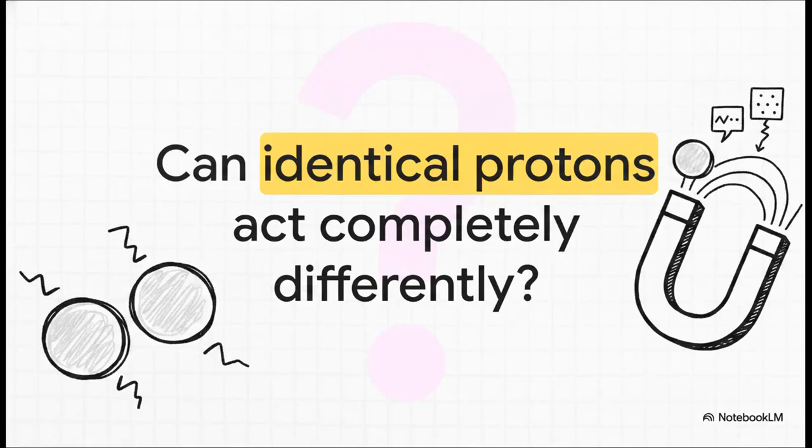So can two perfectly identical protons act completely differently? I know, it sounds like a total trick question, right? You'd think if two protons look completely identical on paper and live in the exact same chemical environment, they should interact with the world in the exact same way. But as we'll see today, these deceptive twins of organic chemistry might look alike, but when you drop them into a magnetic field, they actually hold entirely different conversations with their neighbors.